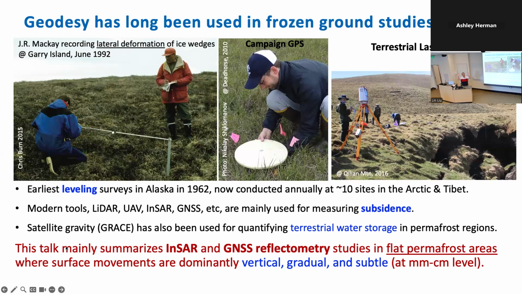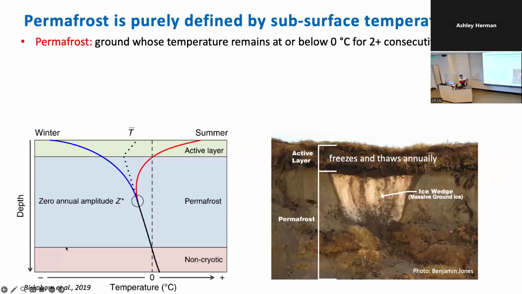Coming to geodesy, geodesy really wants to quantify the change of Earth's shape in a very accurate manner. But I kept saying permafrost, right? So what is permafrost? Permafrost, by definition, is ground whose temperature remains below 0 degrees Celsius for at least two consecutive years. So that's the pure definition. In other words, as I mentioned earlier, it's purely defined by the subsurface temperature.